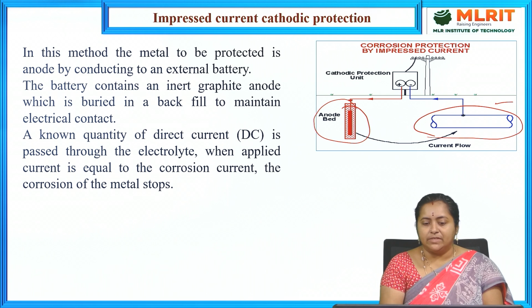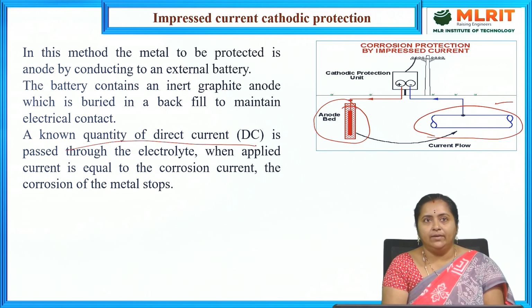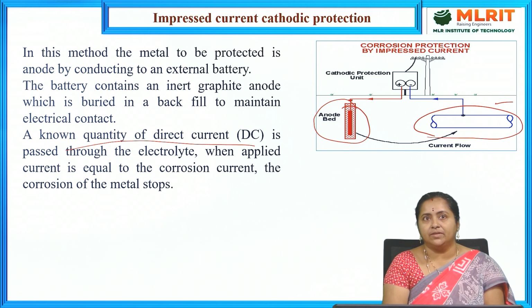The external battery is able to produce a known quantity of DC current, which is more than the corrosion current, and we have to supply it in the reverse direction. A known quantity of direct current is passed through the electrolyte. When the applied current is equal to the corrosion current, the corrosion reaction immediately will stop.